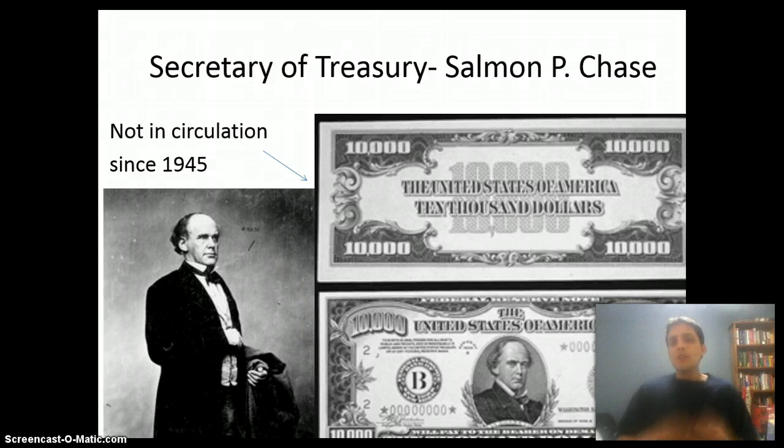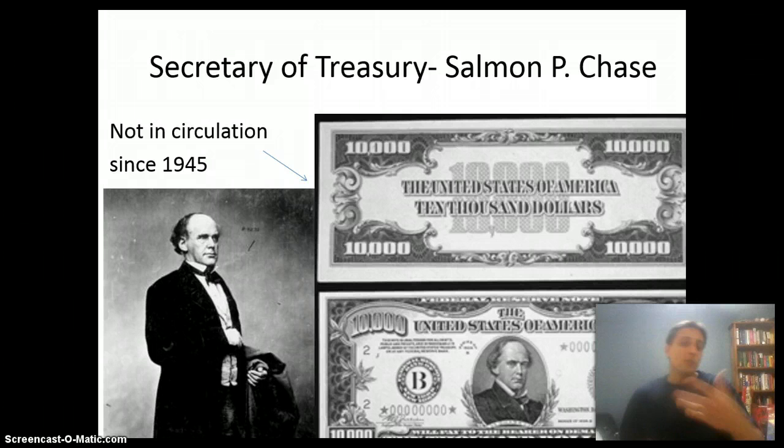So different cabinet members at different points in American history are important, are influential. So if you think back to the first Secretary of the Treasury, you guys should be thinking of Alexander Hamilton and how big of a role he played in George Washington's presidency. So I don't know if Salmon Chase plays as big a role as, say, Alexander Hamilton did, but he plays a pretty significant role in changing the financial aspects of the country and the way that America does business.